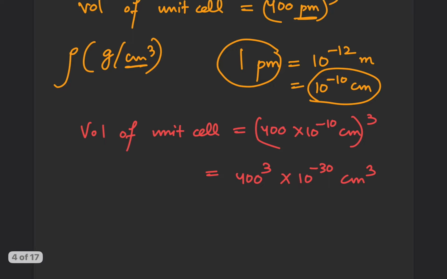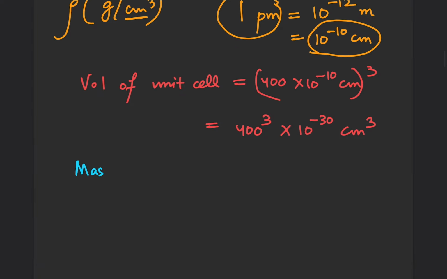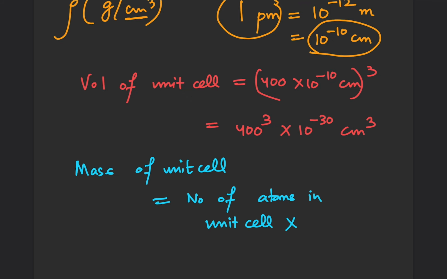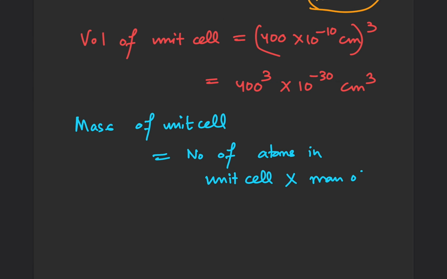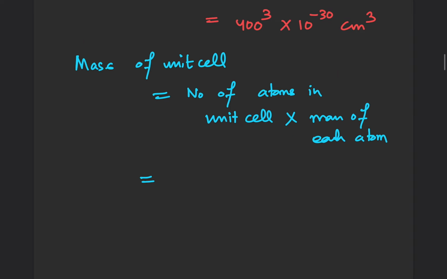Next we have to calculate the mass of the unit cell. The mass of the unit cell is very easy: total number of atoms in the unit cell into the mass of each atom. Since it is FCC or CCP, the total number of atoms we have already calculated is 4, and the mass of each atom is given to us, that is 105.6 U, right?